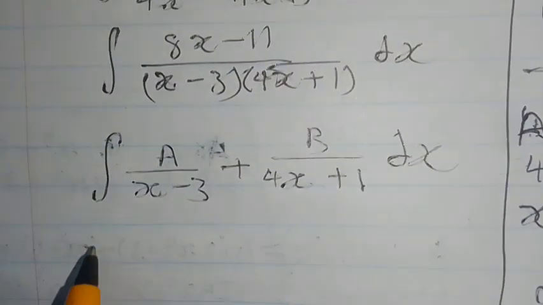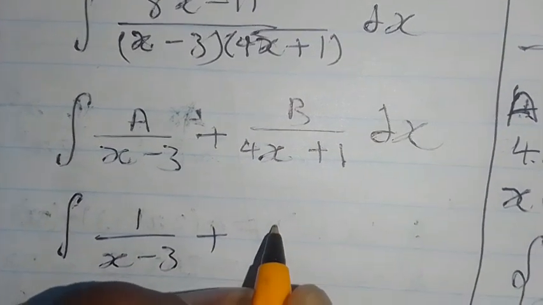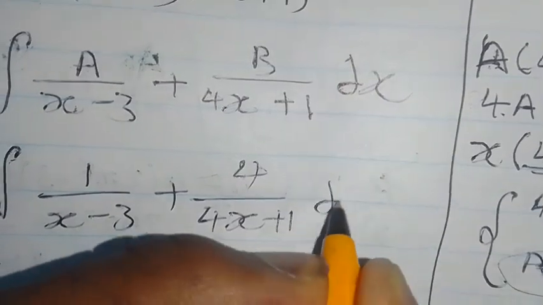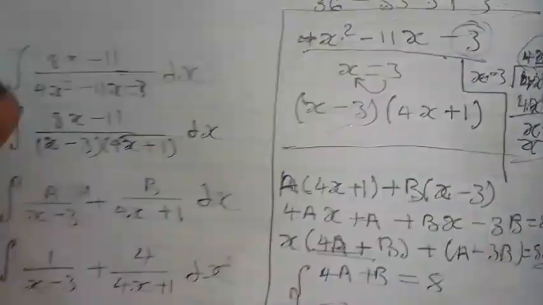So that means that this will be the same as the integral of 1 over x minus 3, plus b, we got 4, over 4x plus 1 dx. Then from there you can integrate that one. I'm not going to go further. I'm just basically showing you how you reduce this.